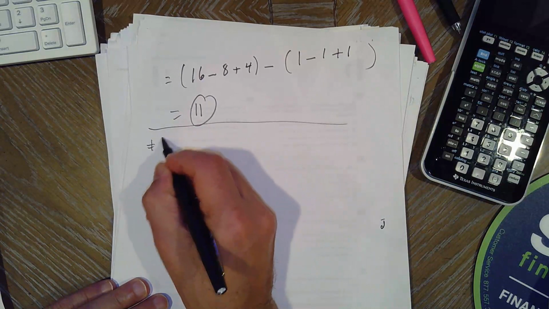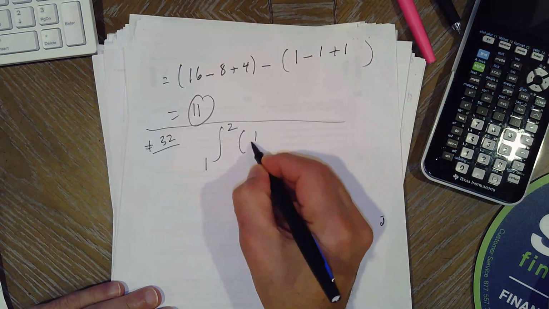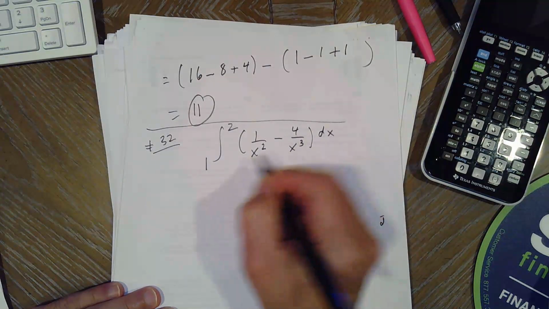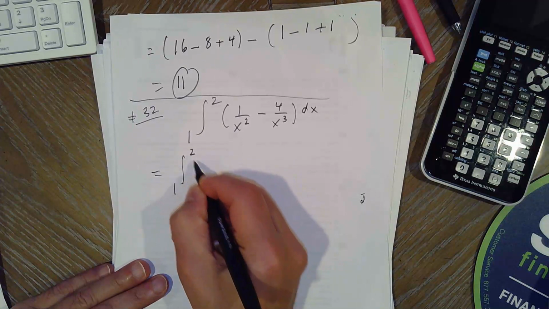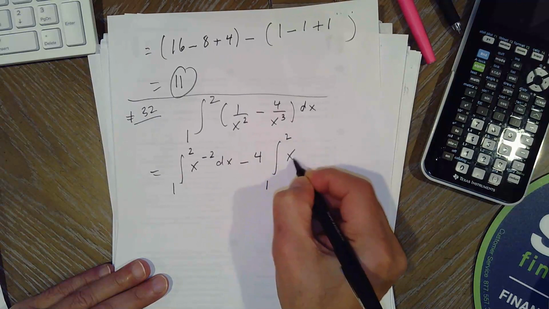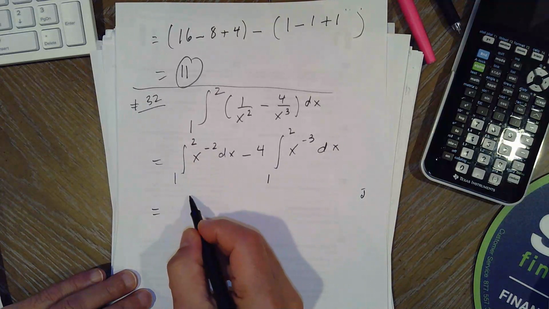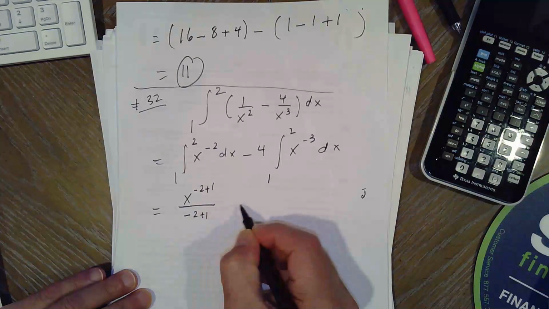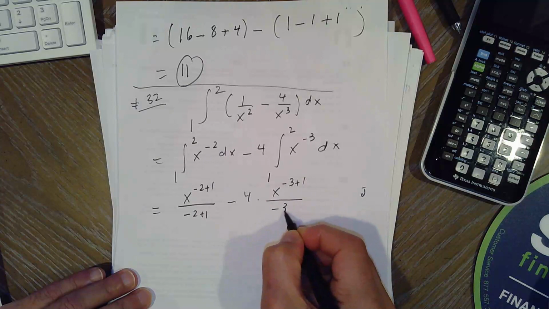Let's look now at 32. Integral from 1 to 2 of 1 over x squared minus 4 over x cubed dx. So now we want to write them as powers, so move them up and then split it up. Integral from 1 to 2 of x to the negative 2 dx minus 4 times the integral from 1 to 2 of x to the negative 3 dx. So we add 1: x to the negative 2 plus 1 over negative 2 plus 1, minus 4, again x to the negative 3 plus 1 over negative 3 plus 1.